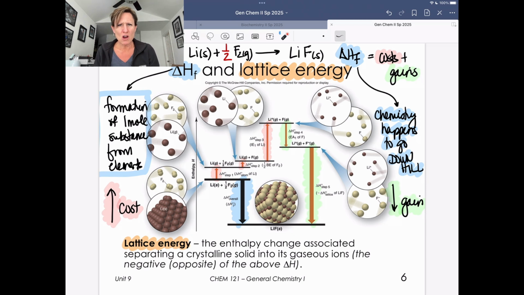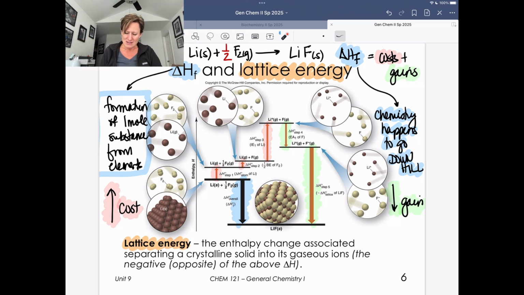You don't put it on your stove and then all of a sudden make sodium cations in the gas phase and chloride anions in the gas phase. That's not what happens. That doesn't seem natural, right? That seems like it would require a tremendous amount of energy to do that.